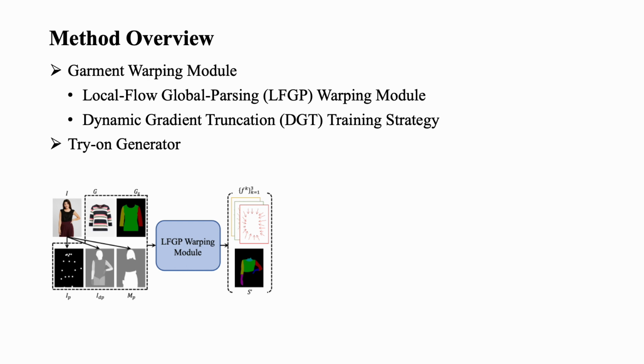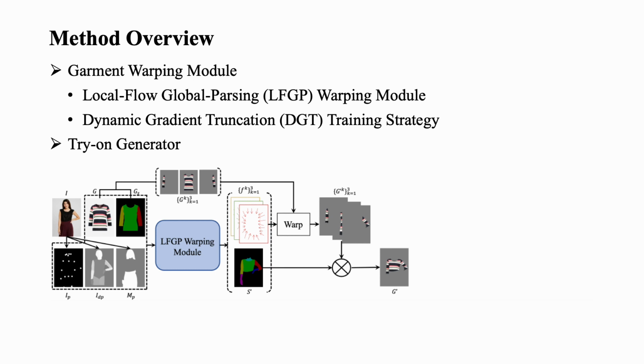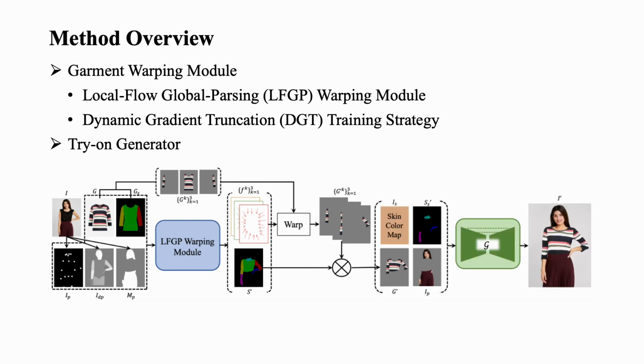Specifically, the LFGP warping module takes as inputs the garment-related inputs and the person-related inputs, and then estimates several local warping flow maps and a global parsing map, in which the local flow maps are used to deform different garment parts, and the global parsing is used to integrate different warped parts into an intact warped garment. Finally, the try-on generator takes the warped garments and the other conditions as inputs, then generates the try-on results.